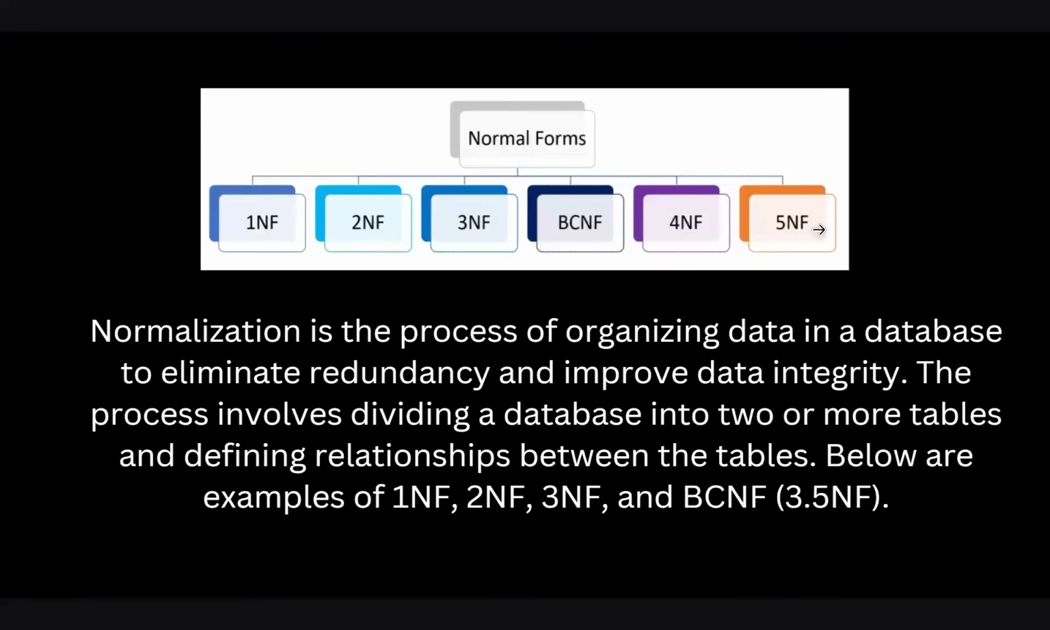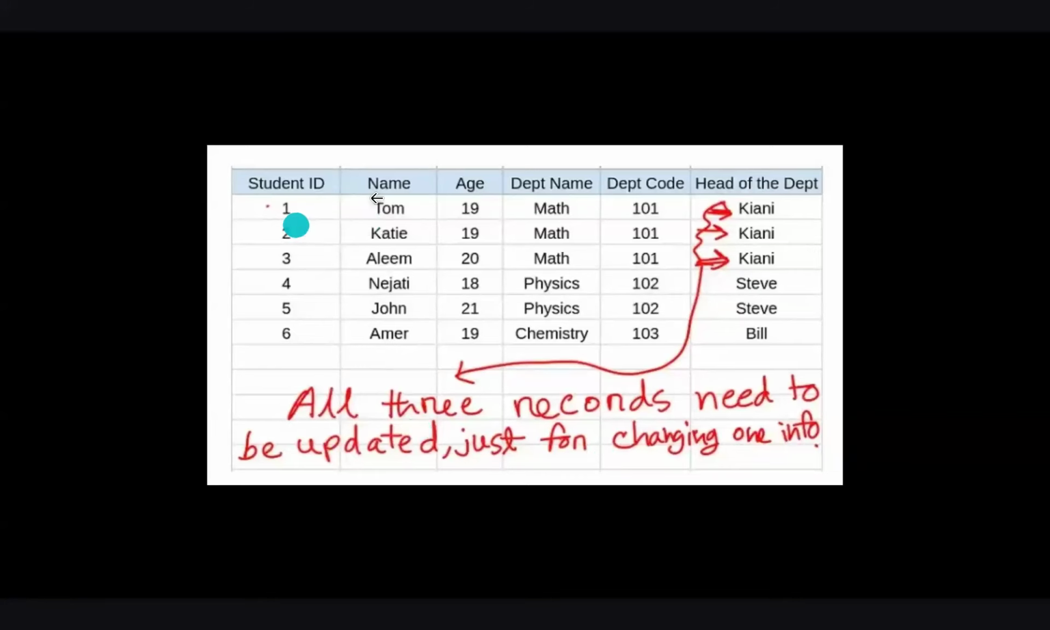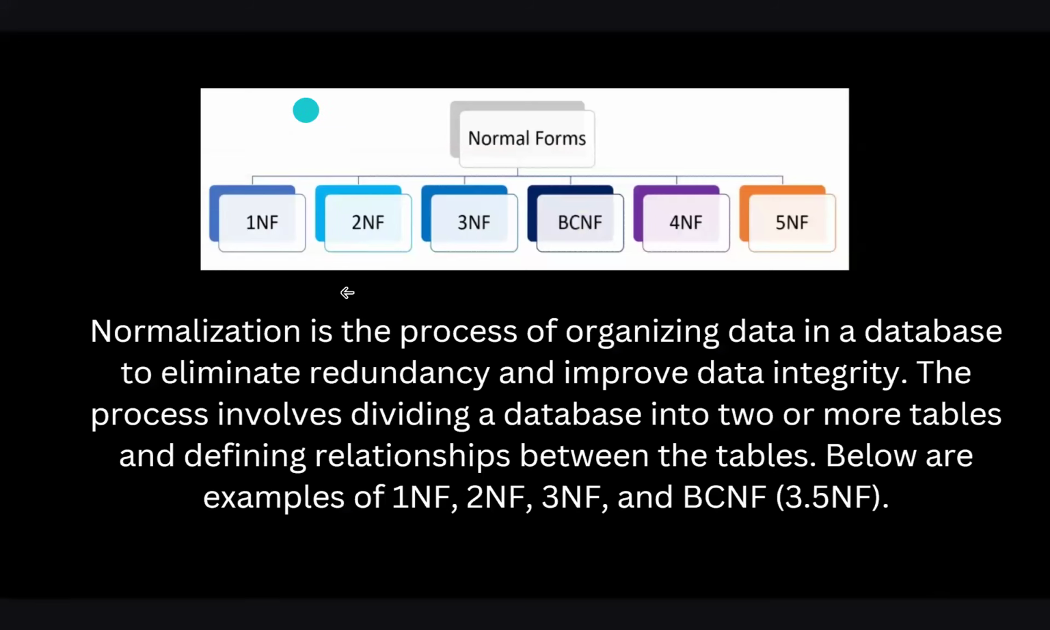Normalization is a process of organizing data in a database to eliminate redundancy and improve data integrity. This process involves dividing a database table into two or more tables by defining relations between the tables. Here I'm dividing the table into two or more tables. In table A, what are the columns? In table B, what are the columns? How can we decide? By applying these techniques, you will get to know which columns to put in table A and which columns to put in table B.